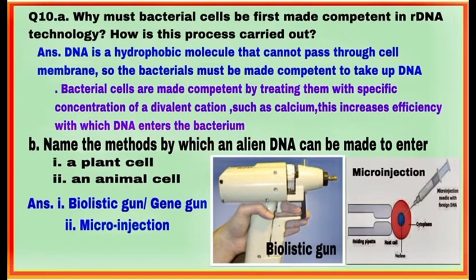बी पार्ट, name the methods by which an alien DNA can be made to enter number 1 a plant cell and number 2 an animal cell. DNA को प्लांट सेल में इंट्रोड्यूस करने के लिए बायोलिस्टिक गन और जीन गन का यूज किया जाता है, while in animal cell micro injection is used to introduce recombinant DNA directly into the nucleus of an animal cell.